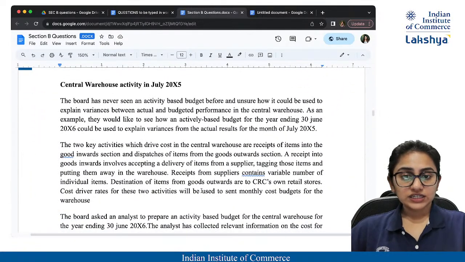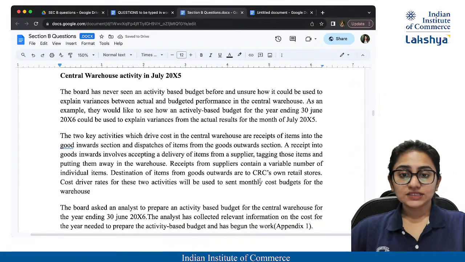Central warehouse activity in July 20x5. The board has never seen an activity-based budget before and is unsure how it could be used to explain variances between actual and budgeted performance in the central warehouse. It's based on activity-based costing. The ABB budget is based on ABC costing we saw yesterday in theory. As an example, they would like to see how an activity-based budget for the year ending 30th June 2026 could be used to explain variances from the actual results for the month of July 20x5.